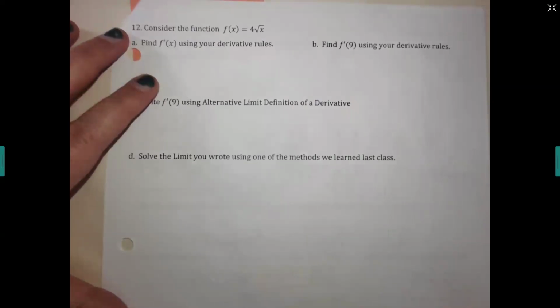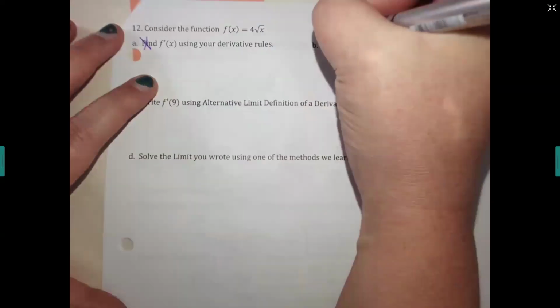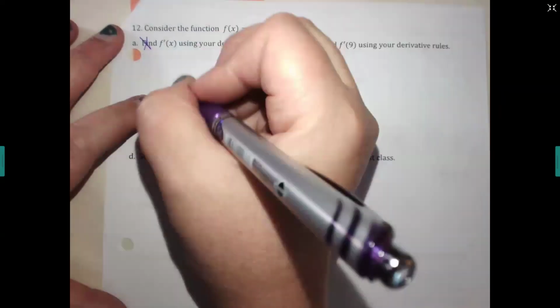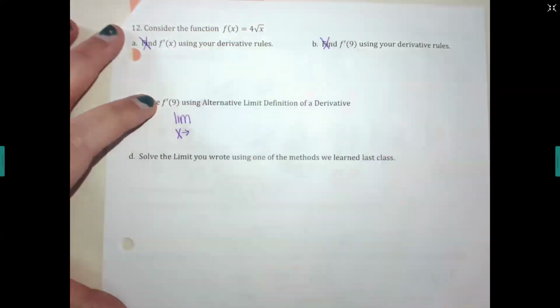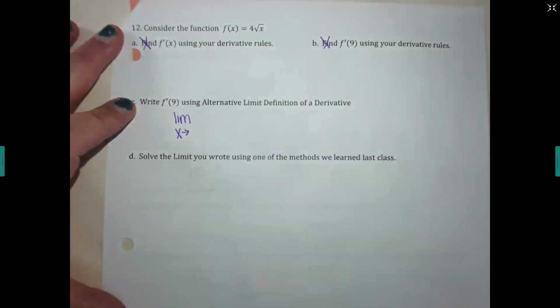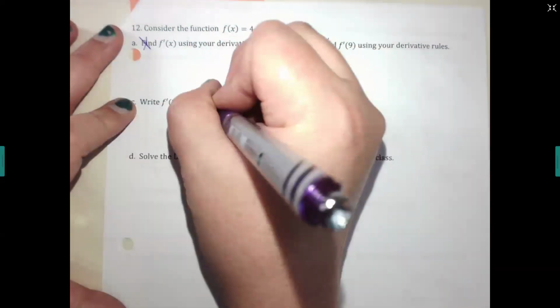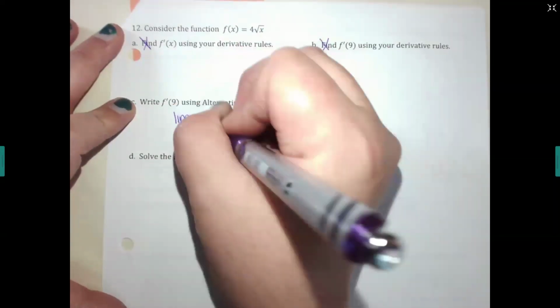Okay, find f prime. Actually, we're going to skip a little here. Let's just write the definition and then we're going to go on. So lim. What is my a value this time that x needs to approach? 9. And then remember, it's f of x minus f of 9 over x minus 9.